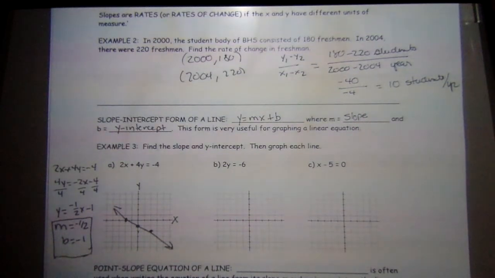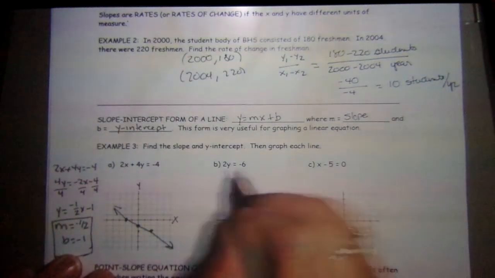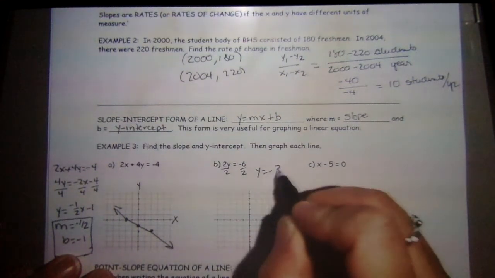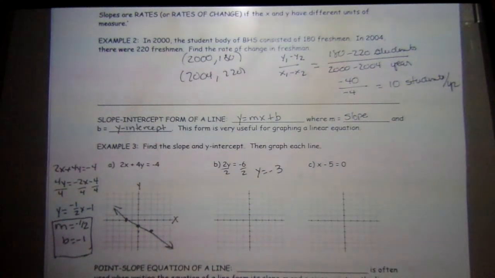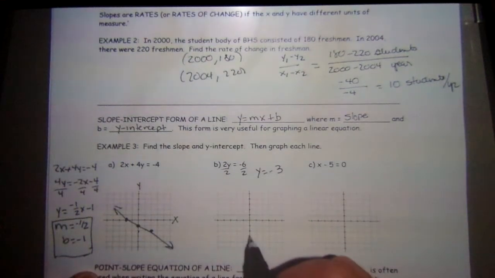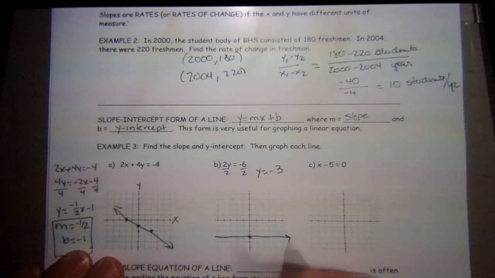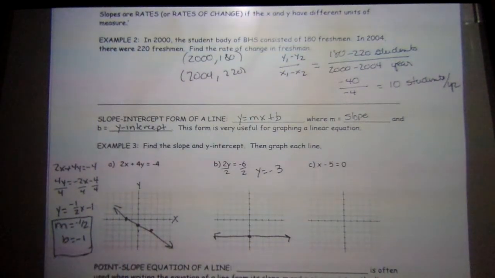What about number 2? Divide by 2. So y equals negative 3. Y equals a number is what type of line? It's a horizontal line. So where is y negative 3? Right here. A horizontal line that goes through the y-axis.